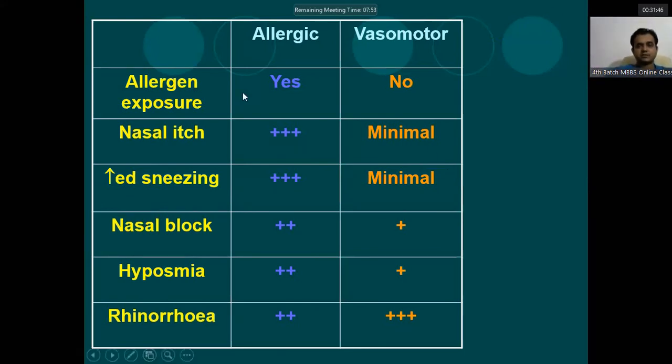So I have these two columns, right? One for allergic and one for vasomotor rhinitis. Allergen exposure, yes, it is there in allergic rhinitis, but in vasomotor rhinitis it is not there. Nasal itching is very minimal in vasomotor rhinitis. Sneezing is very little, right? And hyposmia is also very little, but rhinorrhea is increased.